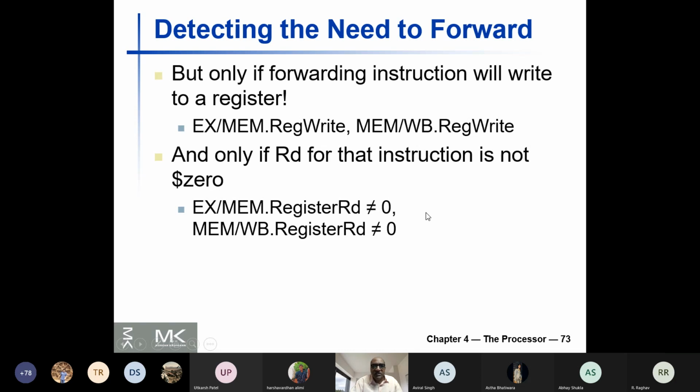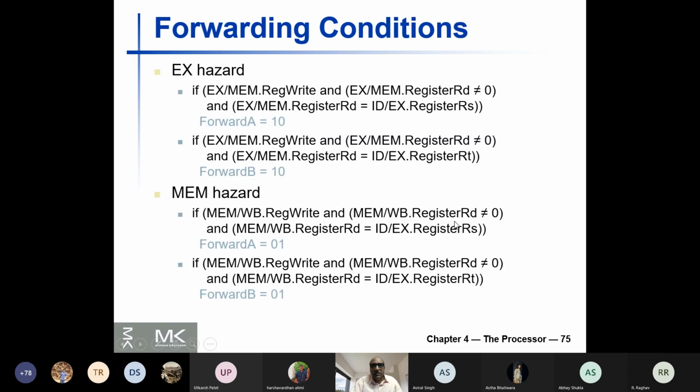And then whether the destination register is a non-zero register or not. So that also we are checking here. So by placing all these things together, the conditions will be like this. By placing all of them put together, the hazards can be expressed with a condition like this.